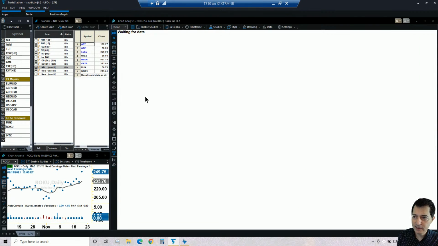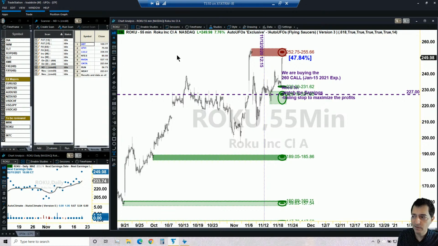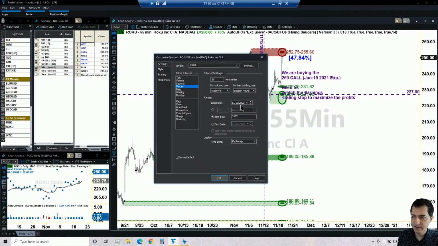Roku, this is a trade that is working very well, talking about being directional. That stock is 7% up in one day. So, if you are in this trade, you are probably very, very happy. This is a trade that we planned last Thursday, on the 12th. We did not hit our entry on the 12th. We hit the entry on the day after.